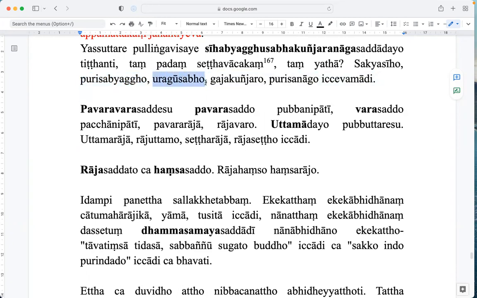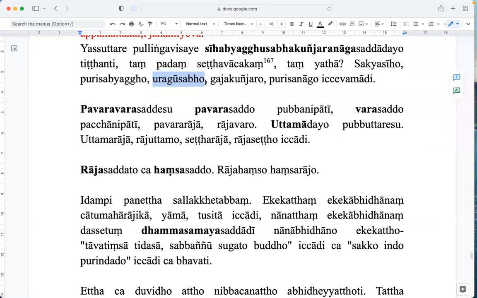Uraga Usabo. Uraga means actually snakes. Usabo, Usaba literally means ox. So ox of snake is nonsense. So it means the highest one among the snakes. And Gajah Gonjaro. Gajah also means elephant, Gonjara also elephant. So Gajah Gonjaro means the highest one among the elephants. The same way Burisa Nago, the highest one among the men, among beings, and so on.